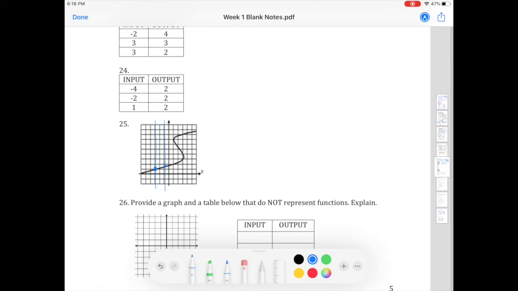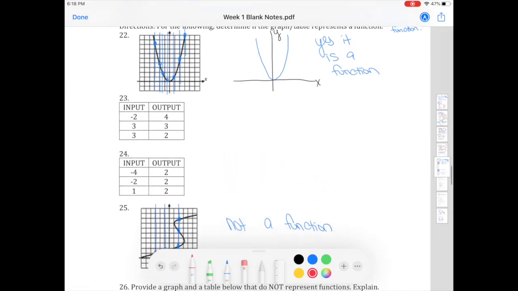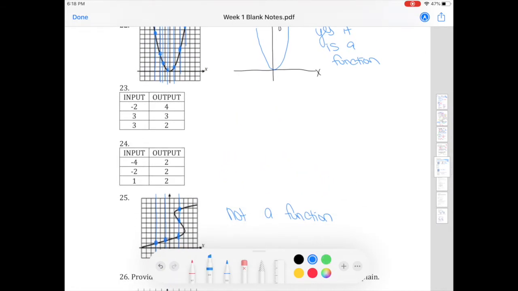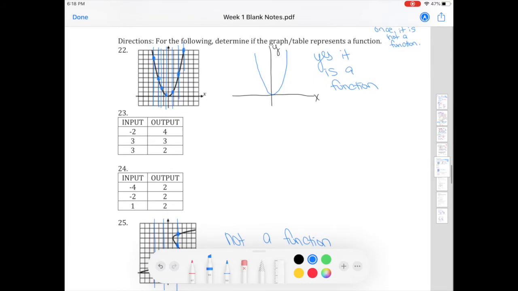So then moving on to the next graph, which would be number 25. If you draw a vertical line right here, notice it only touches once. Right here, it only touches once, but you want to check everywhere because if I draw a vertical line right here, 1, 2, 3, it touches more than once, so this one is not a function. Okay, so see the difference?